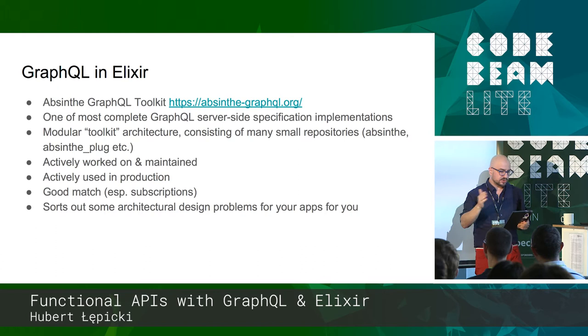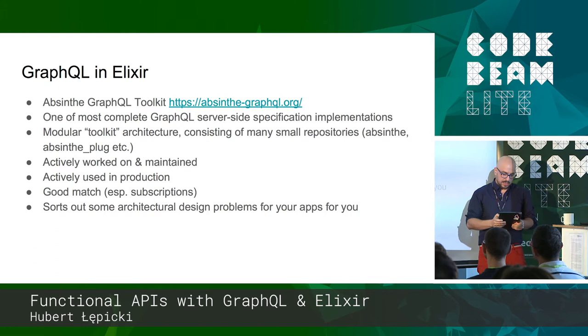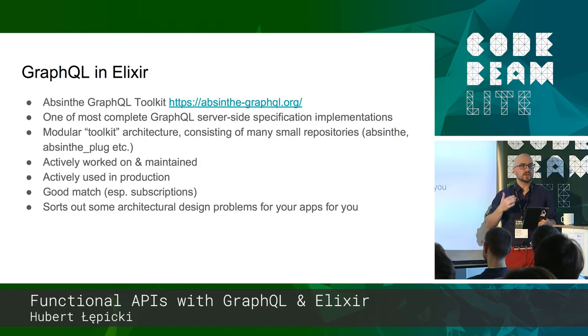And Elixir and GraphQL is a good match, especially if you're doing subscriptions, right? If you have subscriptions in place, then Elixir is a good match because we have channels, and we're able to handle the connections efficiently. It also sorts out some architectural designs for you, so you can use GraphQL as a replacement for your services layer where you do user validation, validation of data, and then serialization from and back to the user format.